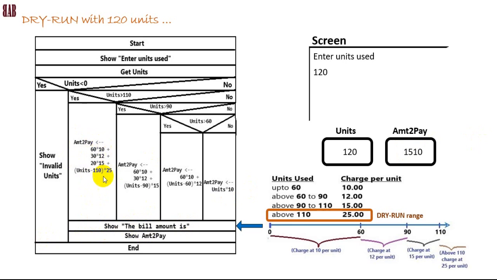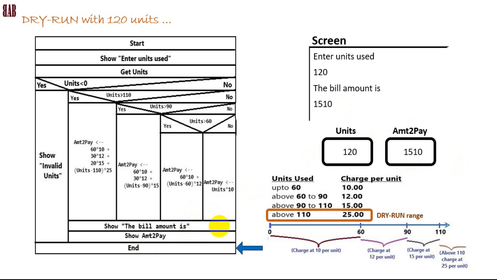Okay, remember, you come through this and you are here, this line. So show the bill amount is, and then you go to the next line, show amount to pay. Amount to pay is 1520, right? Like I said, this is a variable. So display that and end it.